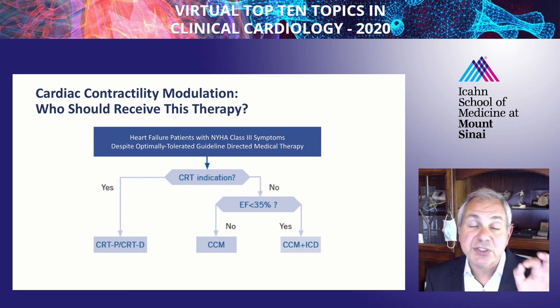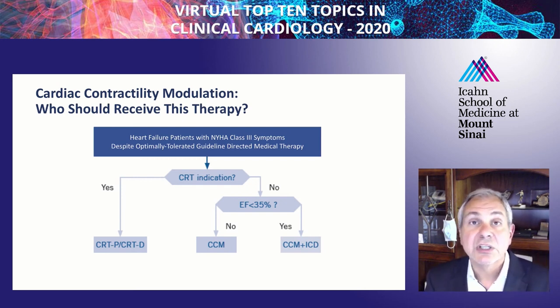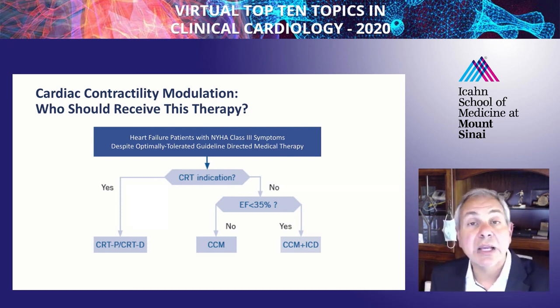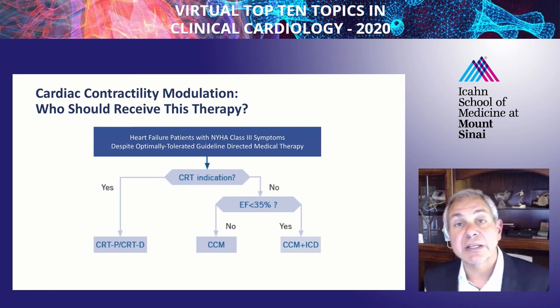So those patients just mentioned on the prior slide: heart failure patients with New York Heart Association Class 3 symptoms, despite optimally tolerated guideline-directed medical therapies. If that patient has a CRT indication, a wide QRS complex, particularly a class 1 indication, such as a very wide left bundle branch block, that patient should receive a CRT device, either a CRT pacemaker or a CRT defibrillator.